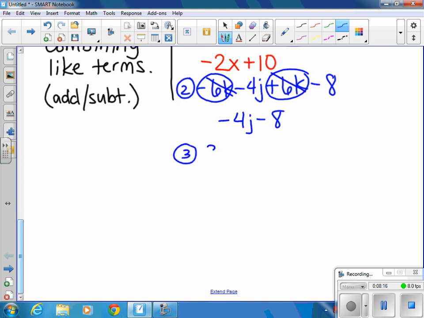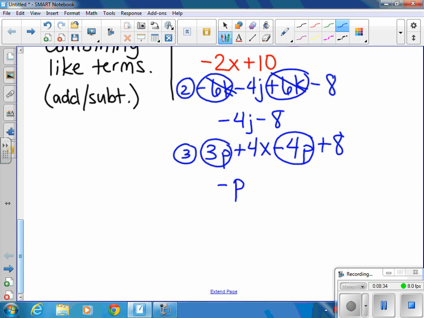Right, if we take 3p plus 4x minus 4p plus 8, again, stick with the alphabet first, and p comes before x, so we're going to take 3p and join it with minus 4p. 3 minus 4 is going to make negative 1p. You do not need to write the ones. If you do write them, I won't mark you wrong at this point, but down the road your teachers might do that for you. You need to realize that in algebra the ones are invisible. So this is negative 1p.